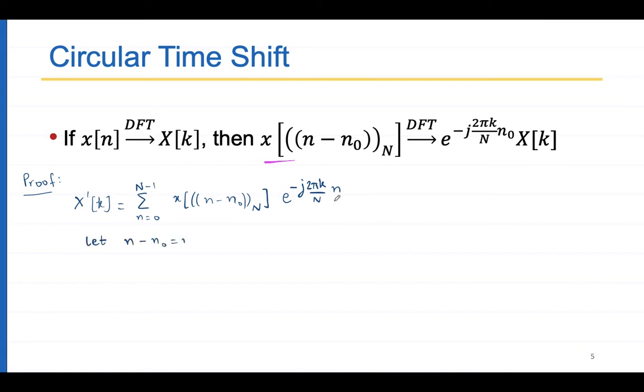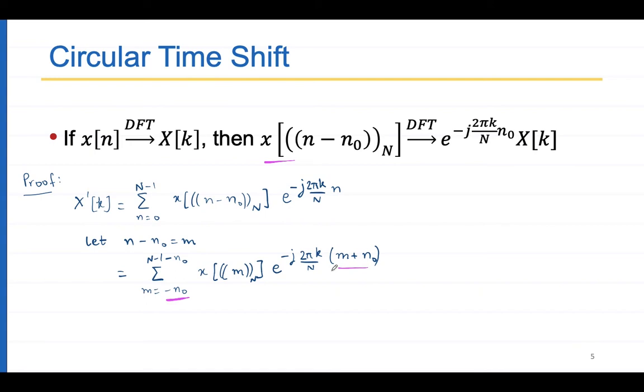Now, I want to replace this n minus n naught by some m, so that I can represent my X'[k] in terms of X[k]. Towards that, I'm transforming my n minus n naught to m. So how does the formula change? Very simple. My limits will change from minus n naught to N minus 1 minus n naught, and here n is replaced by m plus n naught. So these are the places where we actually see the change.